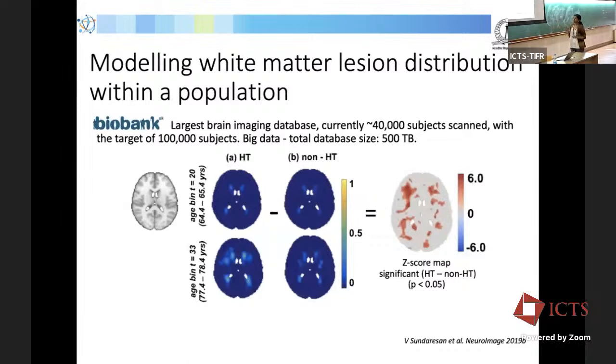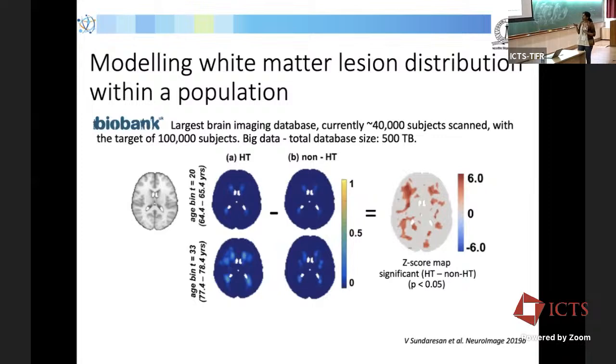So one such work we did was modeling these white matter lesion distribution at population level. So we chose UK Biobank data, which is the largest brain imaging database. So they currently have around 40,000 subjects scanned with the aim of scanning 100,000 subjects soon. So what we did is that we detected the white matter lesions at subject level. And then we took two factors. One is age and another is hypertension, what we call blood pressure in day-to-day terms.